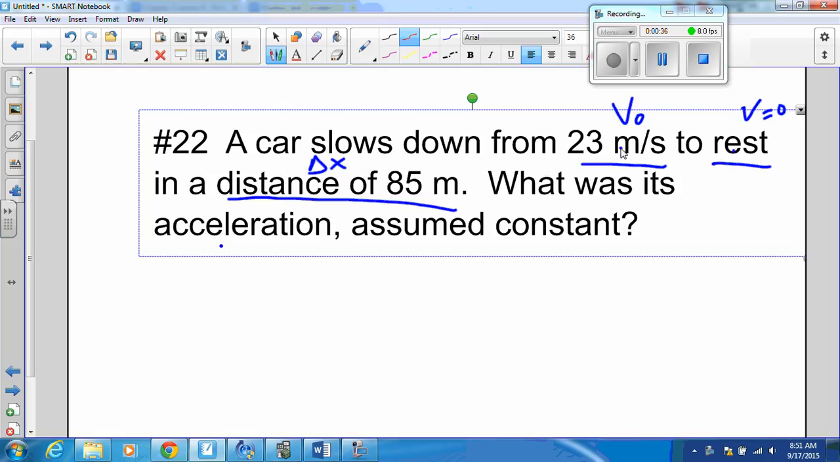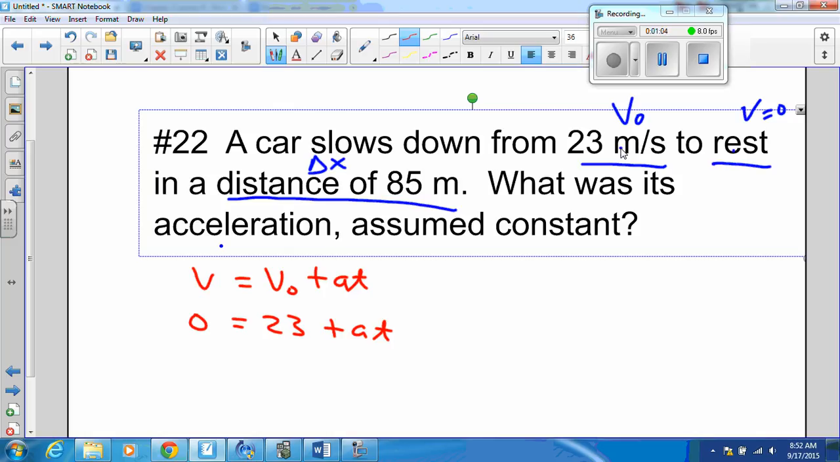So I bust out my two equations of motion, looking for something that I can plug into. And I get v equals v0 plus at. And when I plug into this equation, I have v, which is 0, and I have v0, which is 23, but I do not have a. In fact, I'm looking for a. And I also don't have t. I don't have the amount of time. I don't know the amount of time that it takes for this thing to slow down.